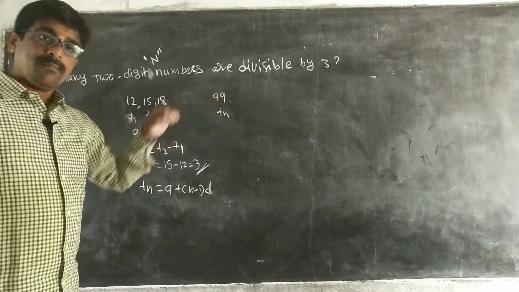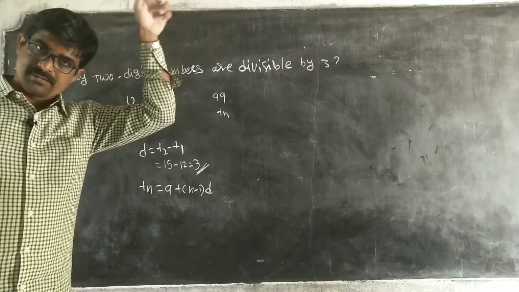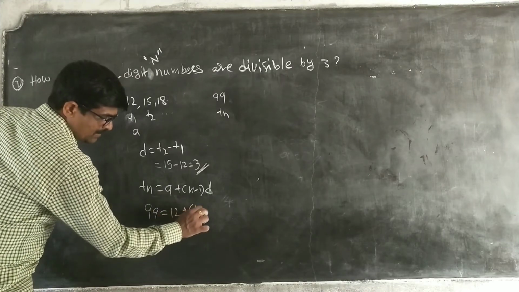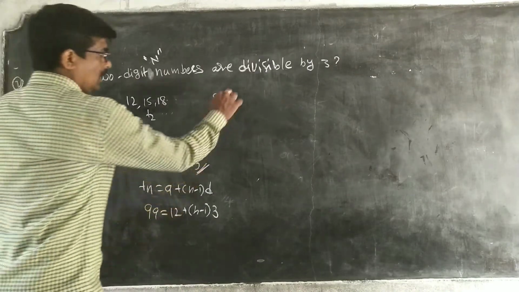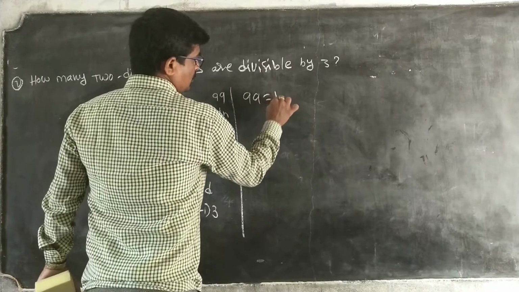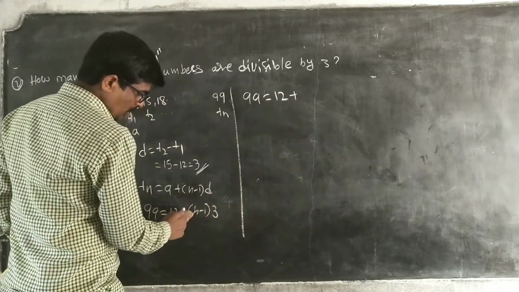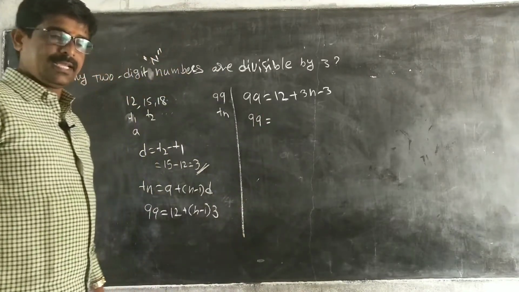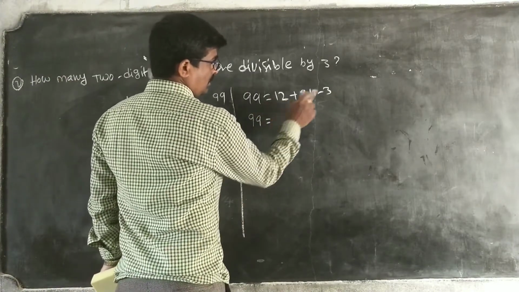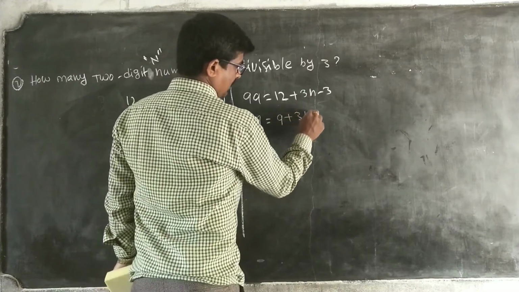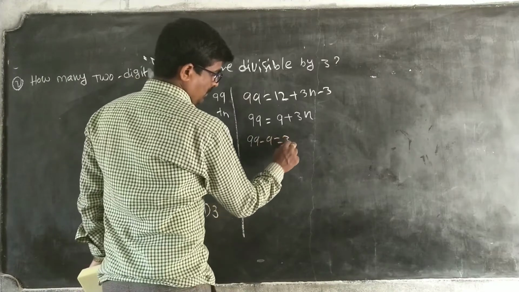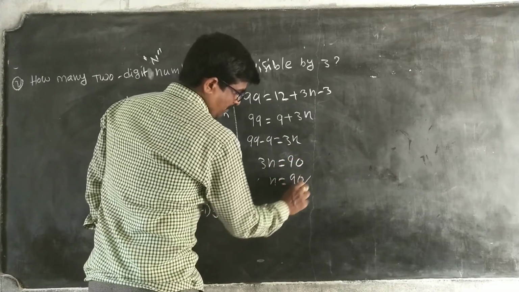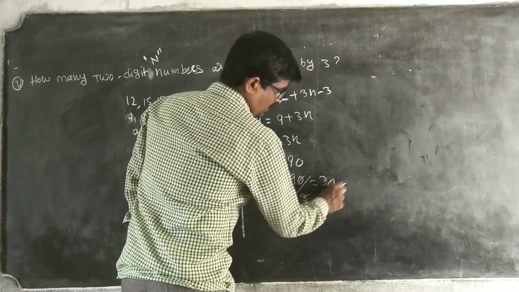The last term we know is 99, but we want to find the number of terms. 99 is equal to the first term 12 plus (n minus 1) into d, where d is 3. So 99 is equal to 12 plus 3n minus 3, that is 9 plus 3n. 99 minus 9 is equal to 3n, so 3n is equal to 90. n is equal to 90 by 3, that is 30. So that is the answer.